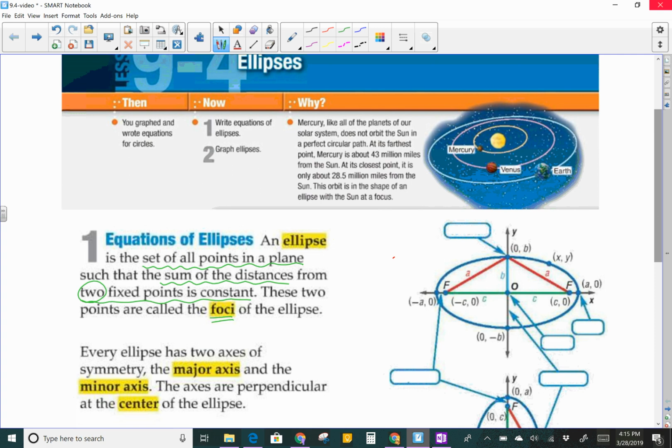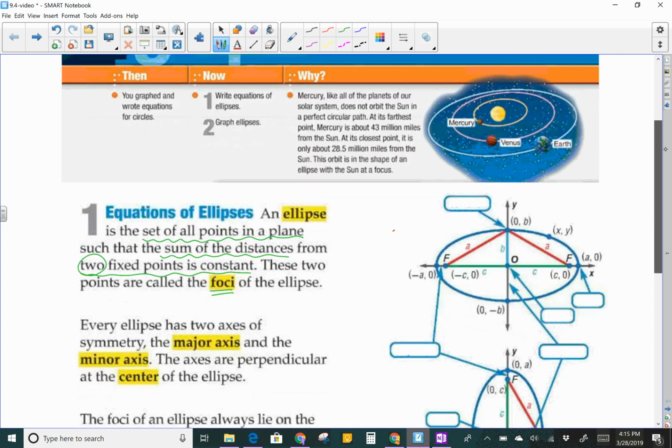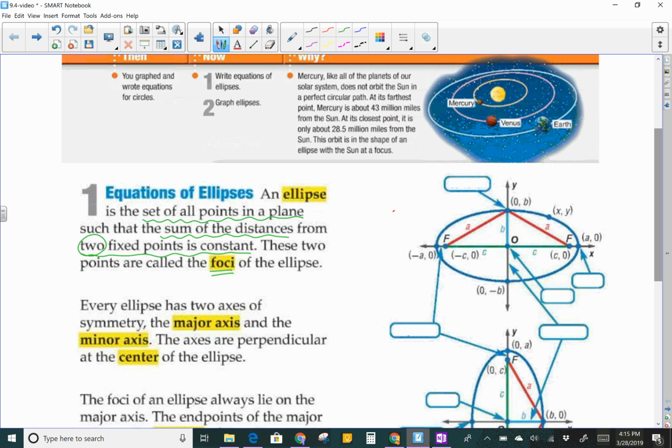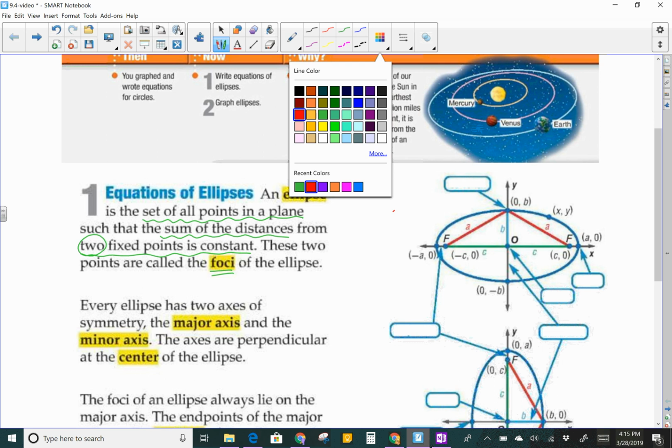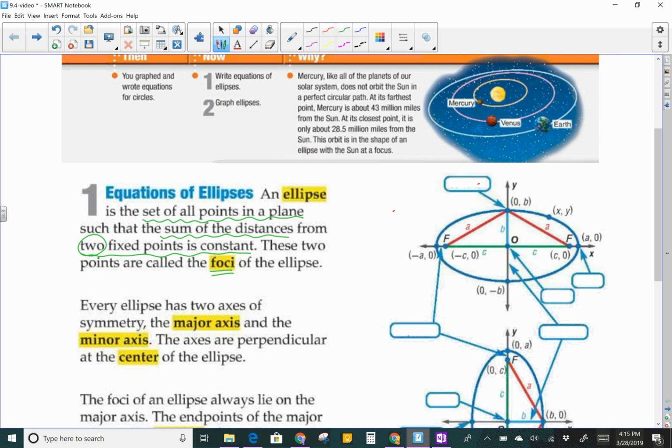So really what's important for you to know about these graphs is to understand what it is and know what the vocab means, because that's going to help you identify the different things. Okay, so first off, you know that this point right here is your center. Now the two that I just talked about, the foci, are these points right here.